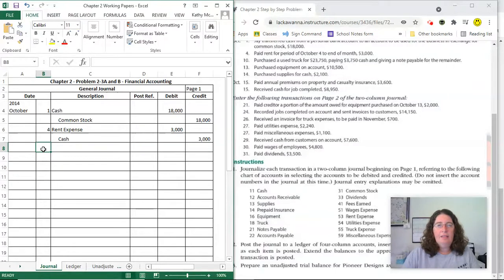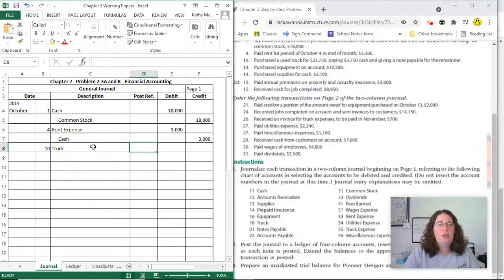Okay, October 10th, we purchased a used truck for $23,750. We paid $3,750 in cash, and we're giving a note payable for the remainder. Okay, first we paid cash, so we know we're going to credit cash. Note payable is a liability, and liabilities increase on the credit side. Looking at our debit, we purchased a used truck. So we received an asset. We received a truck. And if we look at our transactions, number 18 is truck. Okay, and that one is an asset.